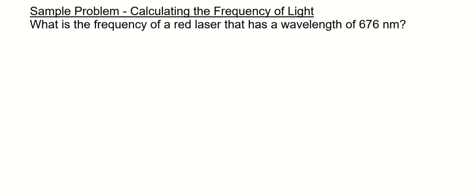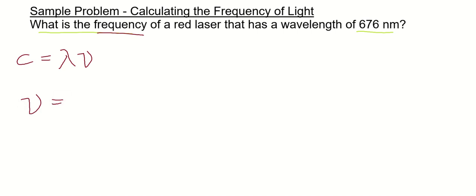Let's calculate the frequency, and we're given the wavelength. All right, so let's use the equation: speed of light is equal to the wavelength, which we will use lambda, times the frequency. Because it's asking us for frequency, that's nu, the Greek symbol nu, let's rearrange that to solve for nu.